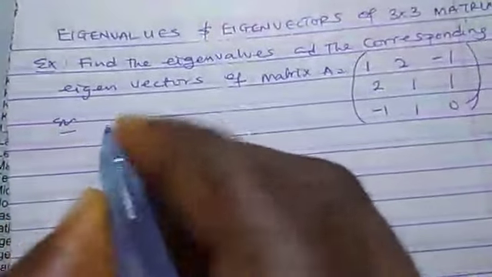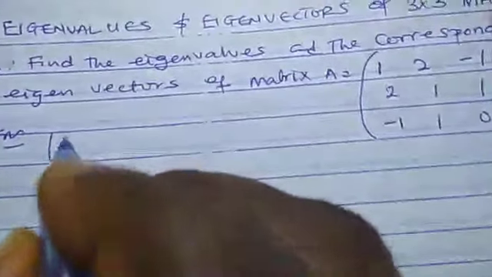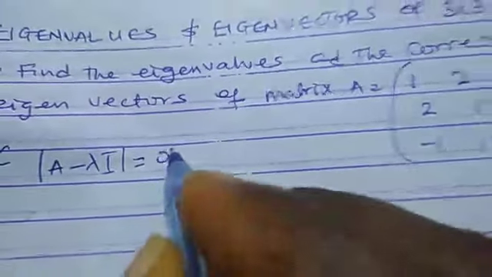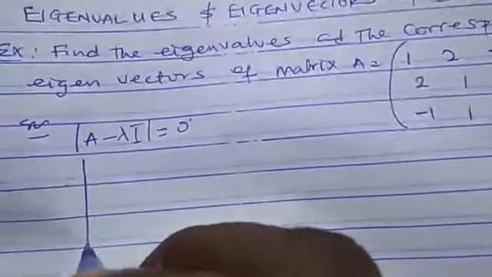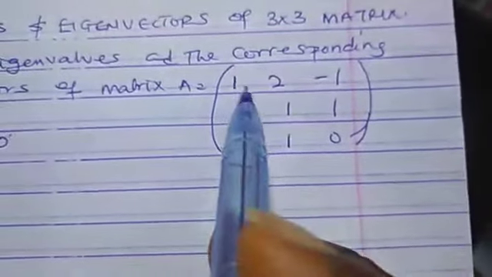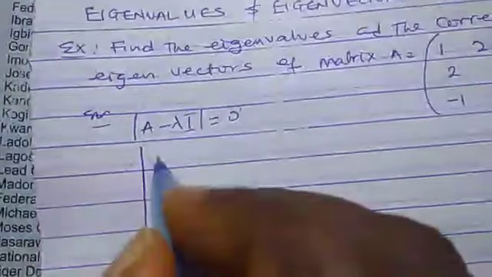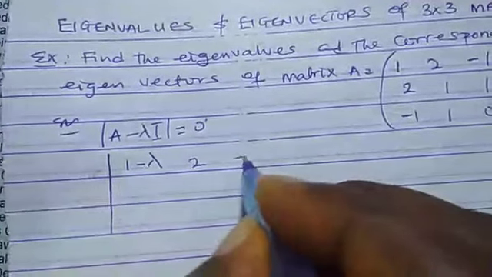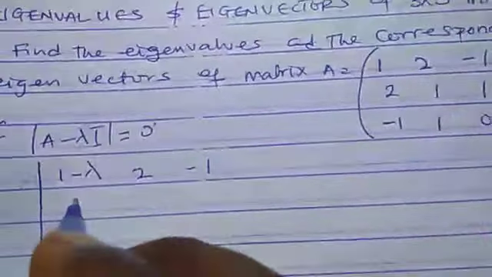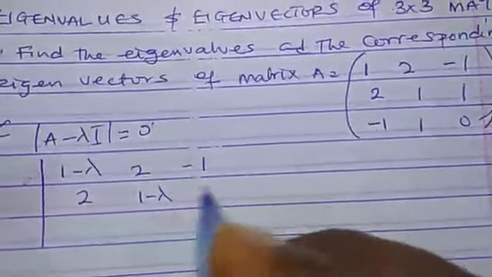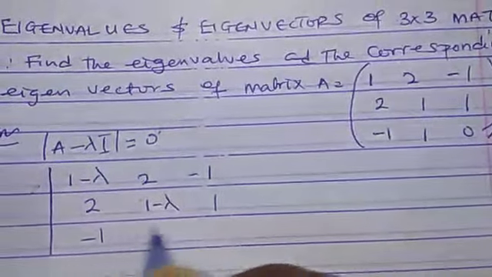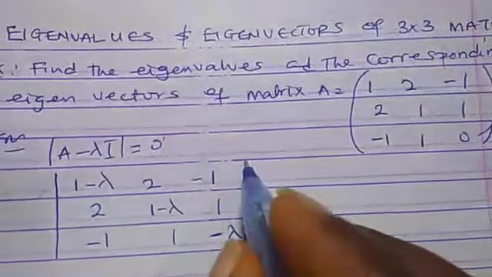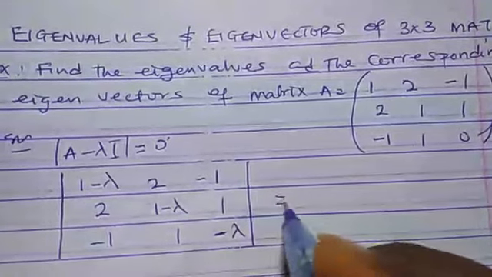So, solution. As usual, we'll consider the characteristic equation, the determinant of A minus lambda I equal to 0. So we'll subtract lambda from the diagonal and leave the rest. That is 1 minus lambda, 2, minus 1; 2, 1 minus lambda, 1; minus 1, 1, 0 minus lambda, that is just minus lambda; equal to 0.